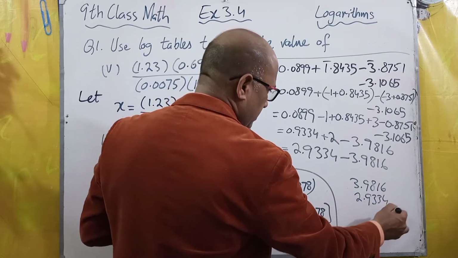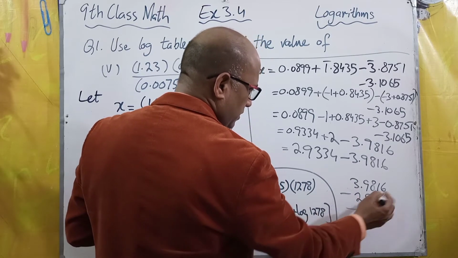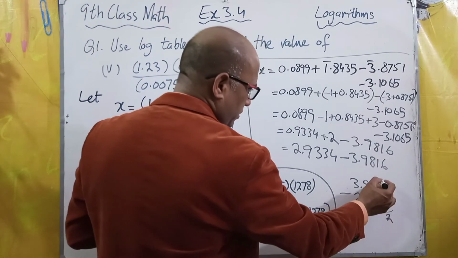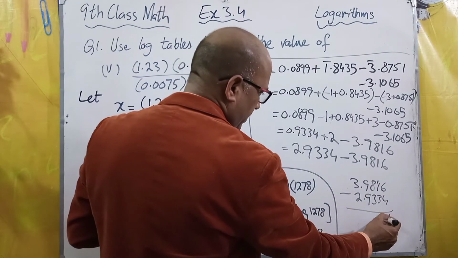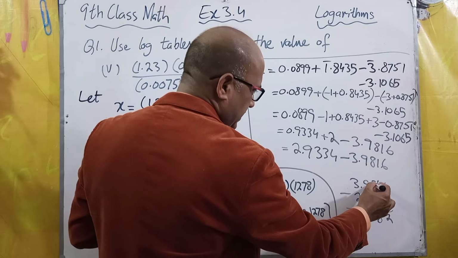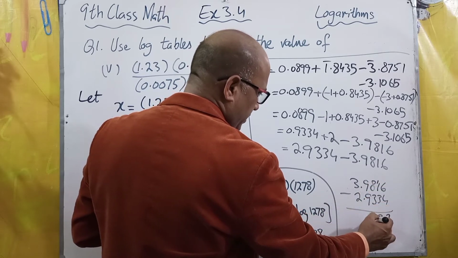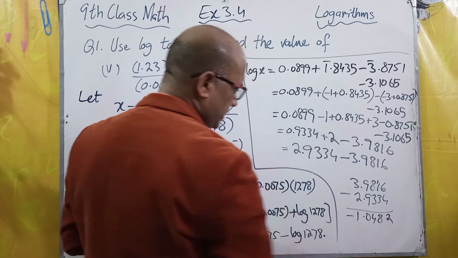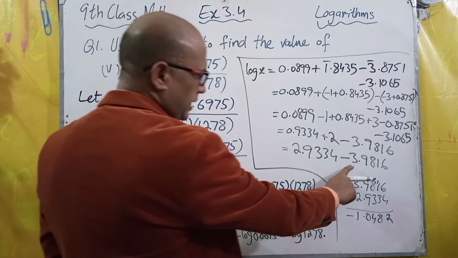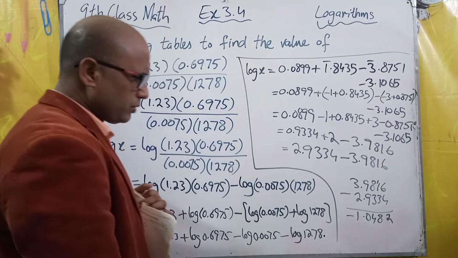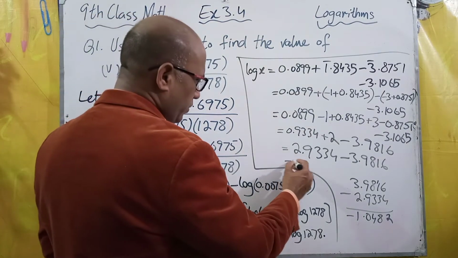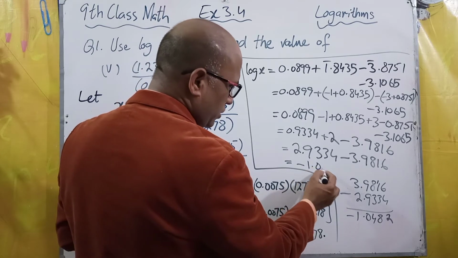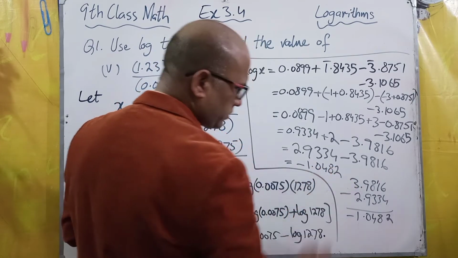we'll get 6 minus 2, 4 is 2, 11 minus 3 is 8, and 7 minus 3 is 4, and 0 and 1 with minus sign, because the bigger number has minus sign. So here we'll get minus 1.0482.